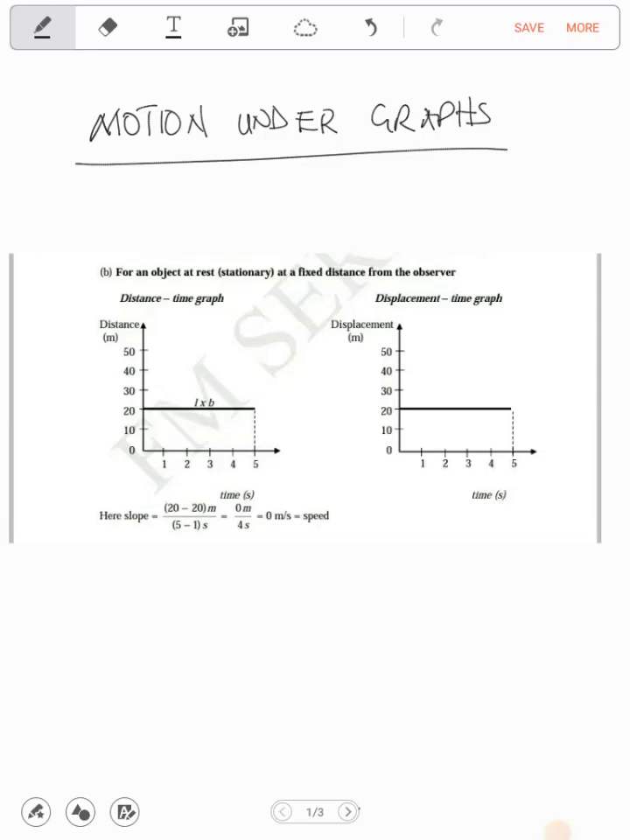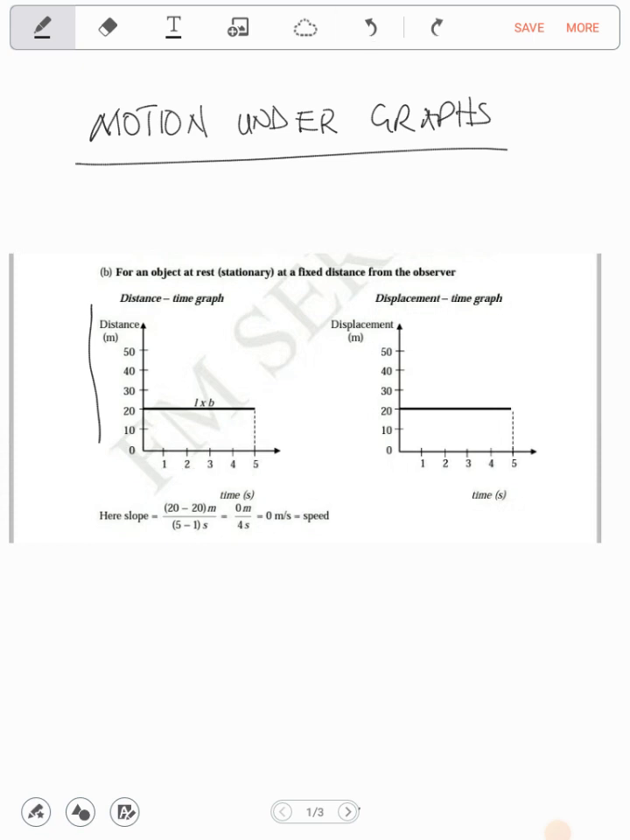Alright, so in this video, let's consider motion under graphs. Now, motion under graphs can come in different ways and in different types. First, we are going to consider motion of a stationary object, okay? Now, this will be fixed at a certain distance. Now, for example, we have this time graph here, okay?